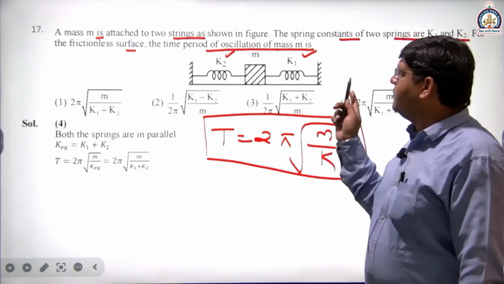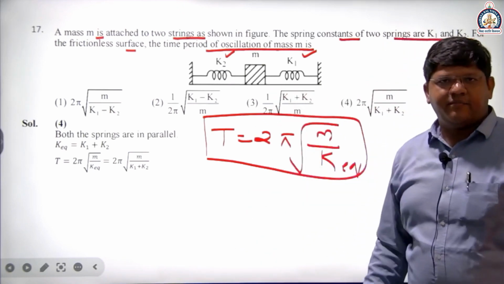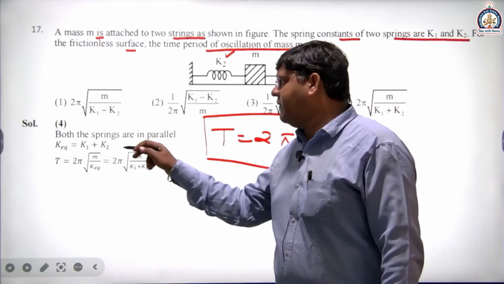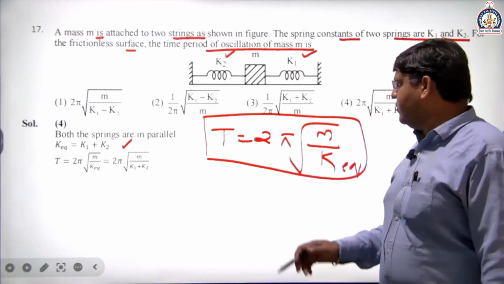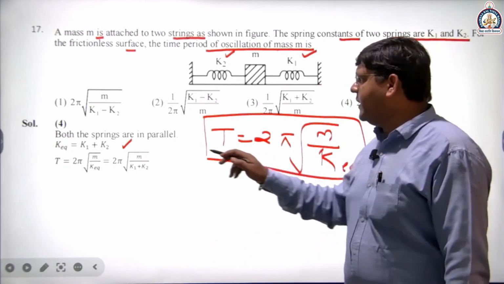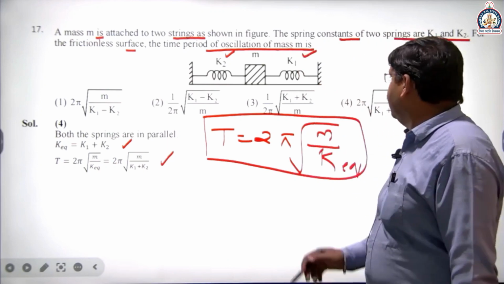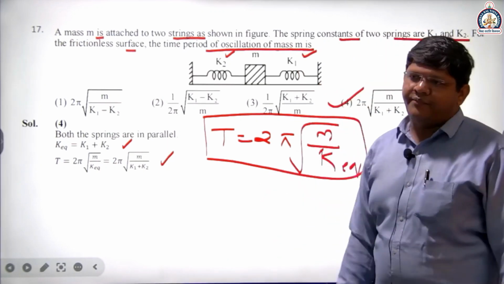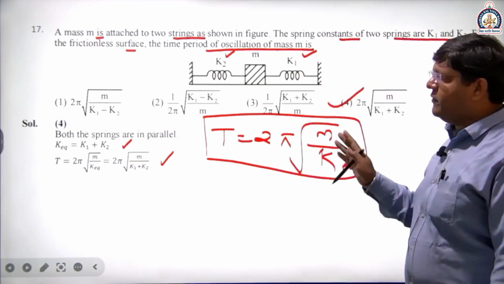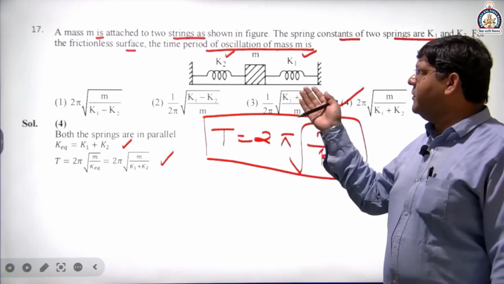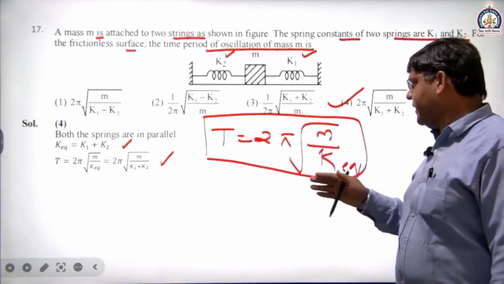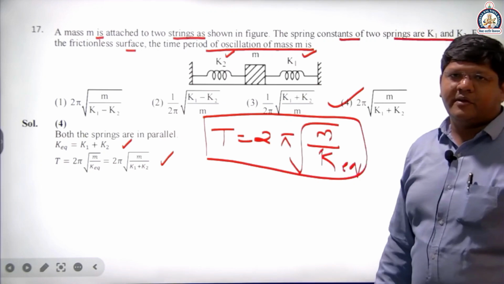In this case, both springs are in parallel, and for the parallel case the K equivalent is K1 plus K2. So in place of K we put K equivalent, which gives K1 plus K2. This is the required answer, option number 4. This is simply the application of the formula. Because these are springs in parallel, that's why we have written K equivalent is equal to K1 plus K2.